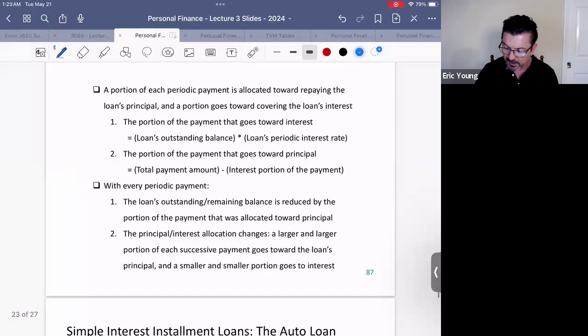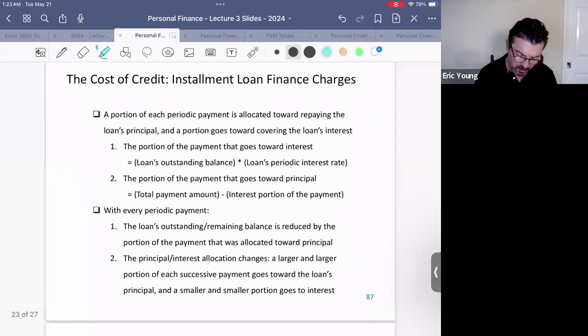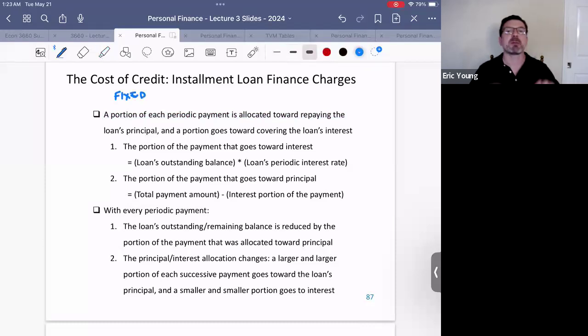Now, here's where it gets very, very interesting. We said a moment ago that each payment is going to be fixed. So you're going to make the same payment every month. We said earlier in the lecture, however, that when you borrow money, you have to pay back both the principal and the interest. So this is the very interesting thing here. You're making this fixed payment every month, you're sending this payment in. While the payment itself is fixed, a portion of the payment will go to the loan's interest and a portion will go to the principal.